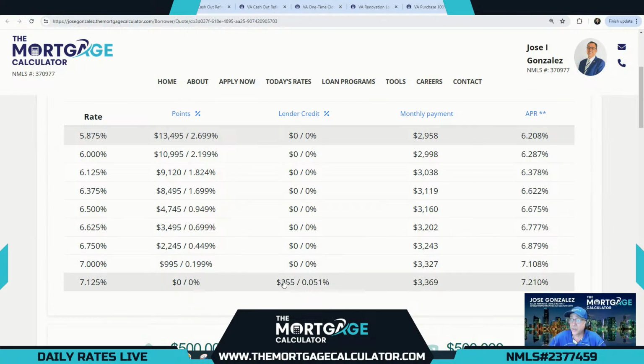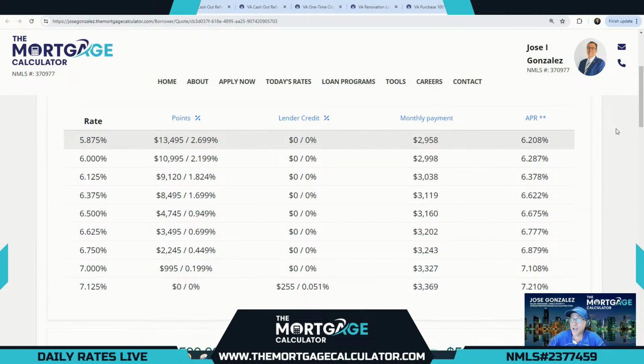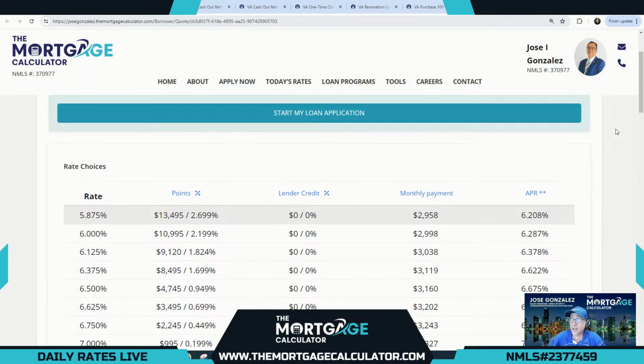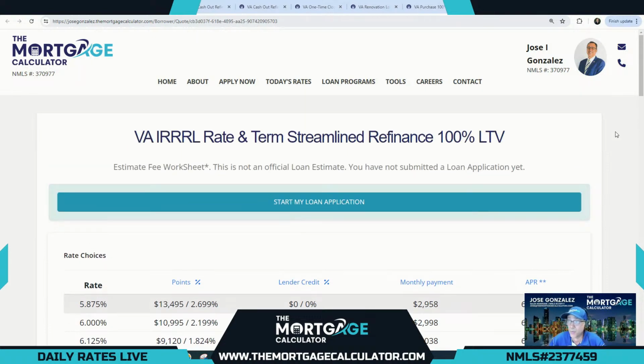7.125 is your lowest cost option with a little bit of a lender credit, and you can buy that down all the way to 5.875 for your 100% LTV VA Earl rate and term streamlined refinance.